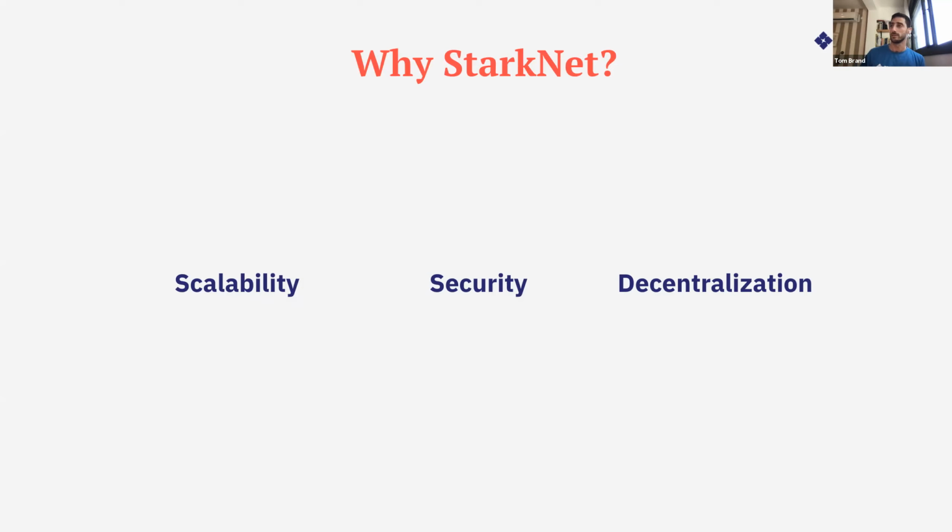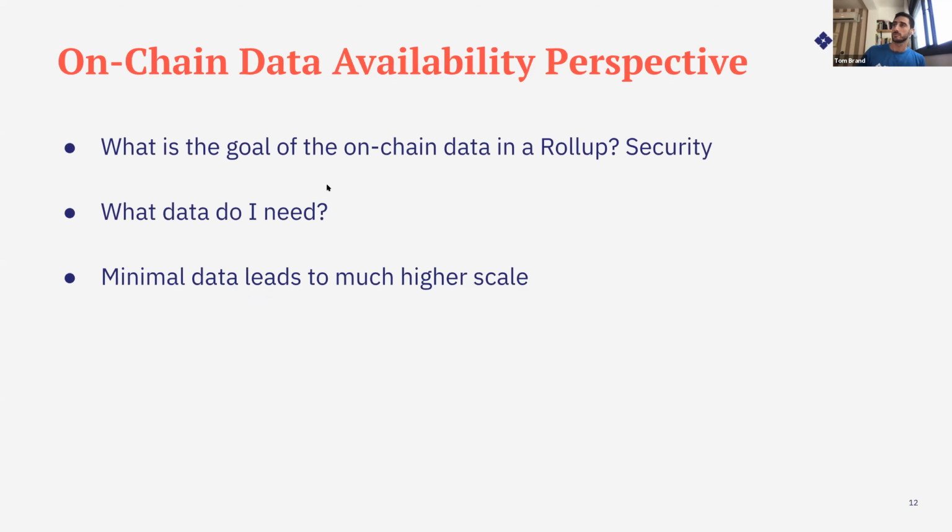And I want to take a look at it from the on-chain data availability perspective. If I look at on-chain data in a rollup, what is the goal? What is the goal of the on-chain data availability in a rollup, or in any system? The goal is security, right? Because if I do a state update on a rollup, I need to somehow be able to connect it to what state it actually proves.